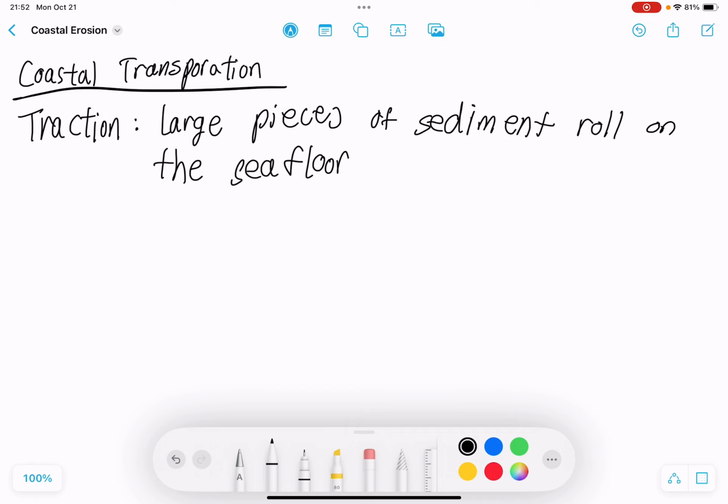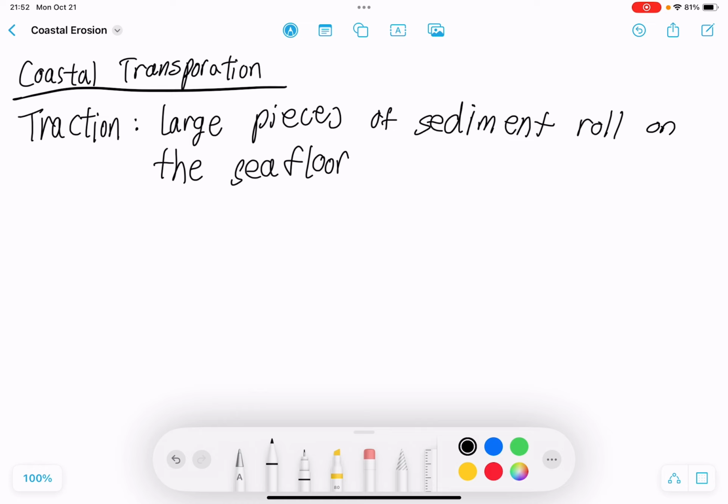The sea floor is made up of actual rock and sand, right? So the large pieces of sediment are too heavy to be picked up by the waves. So they usually just roll around. If there's a sudden strong wave, they roll around in the direction of the wave and on the sea floor. So these type of rocks move kind of slowly.